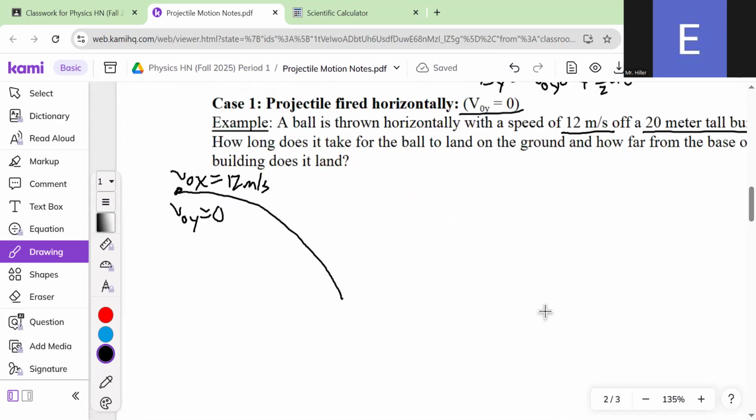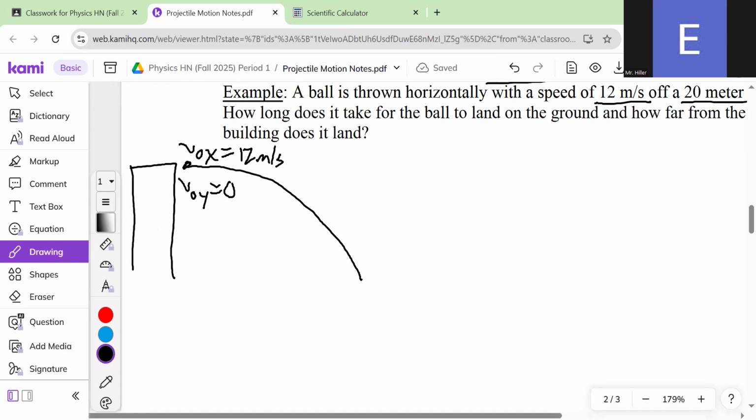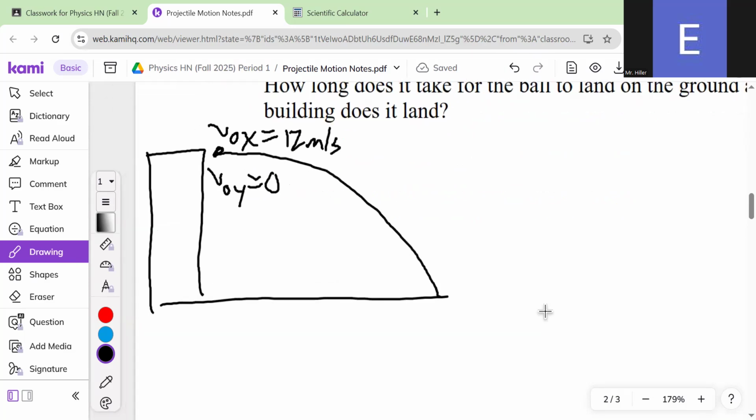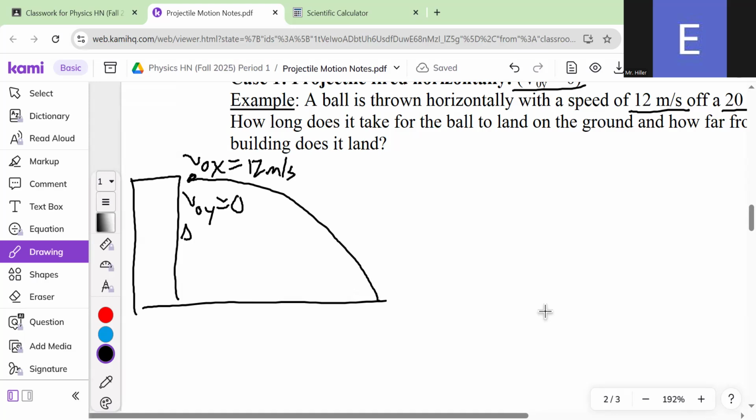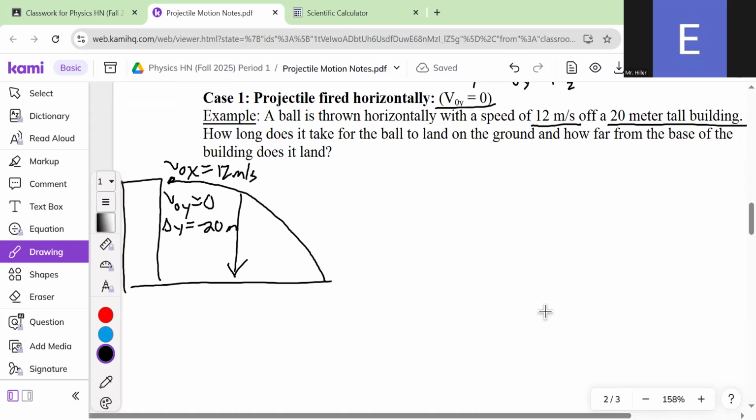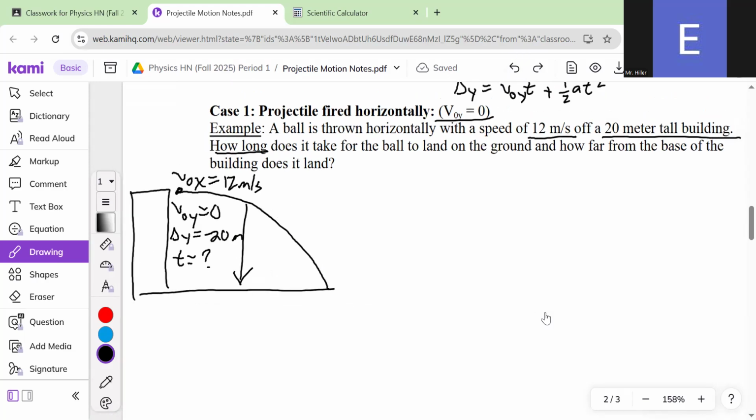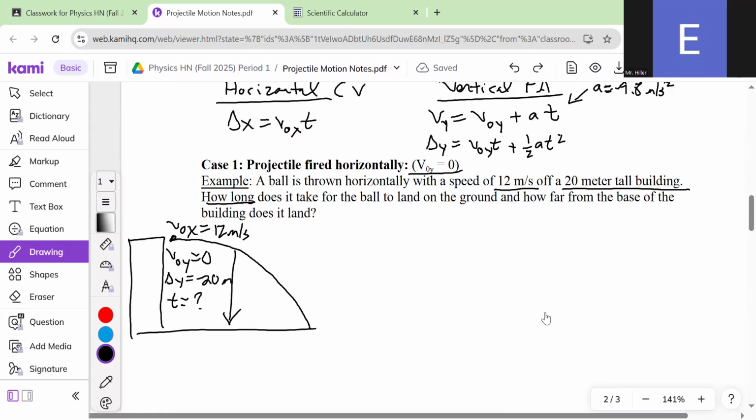Off a 20-meter tall building. Okay, so here's the building. Delta y is going to be negative 20 meters. Why? Because it's falling 20 meters from 0. If you rise, your displacement is positive. If you fall, your displacement's negative. How long? We're looking for time. So what would I use? Well, if I'm trying to find time and I have displacement, I'm probably going to use that equation there. So delta y equals v naught y t plus 1/2 a t squared.